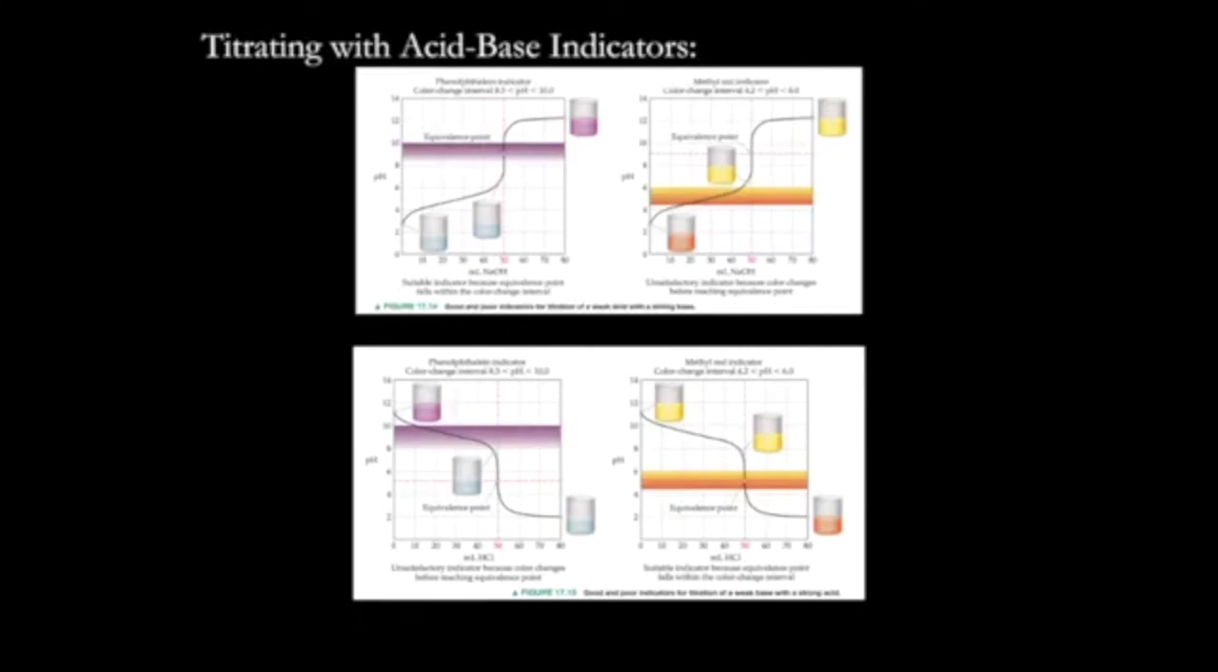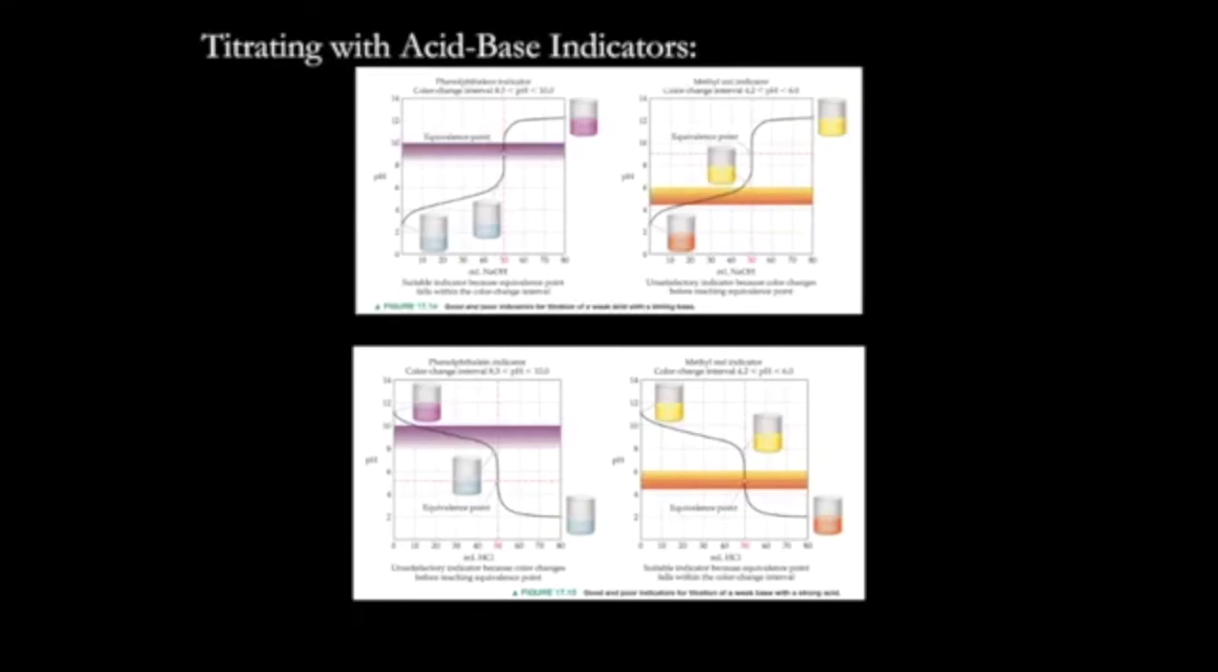In contrast, methyl red would be a great indicator for this one because it turns that yellow color between 4.2 and 6 for pH. So you can add your acid to your base, and then once you've hit your equivalence point, you'll actually see that color change.